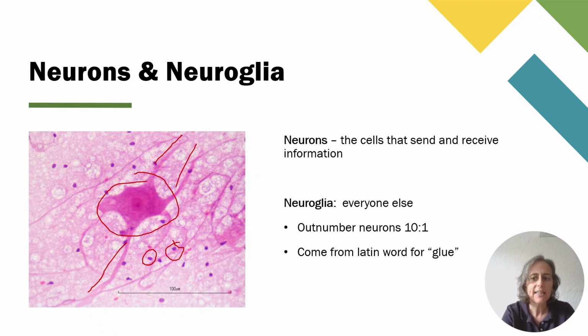So I like to think of it like the neurons are the celebrities, right? They're the Taylor Swift, they're the Beyonce, and then neuroglia are the support cells that help them do what they're going to do. So it's their personal chef and their chauffeur and their agent and their housekeeper and whatever all else, right? So all the people that help the neurons to do their job.